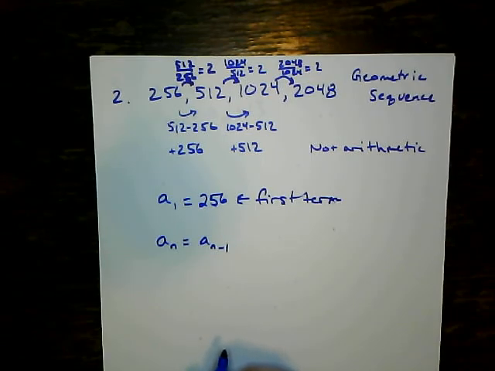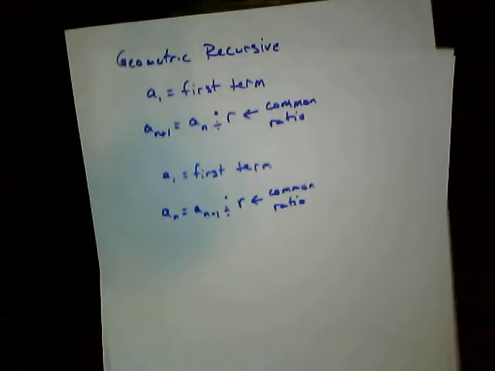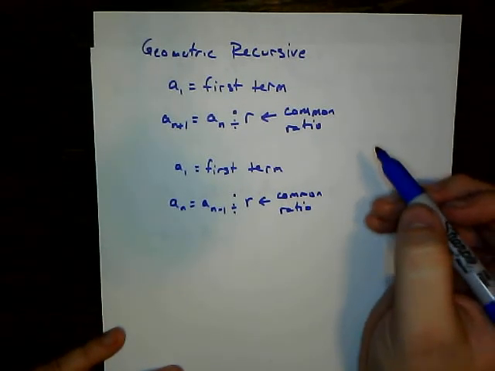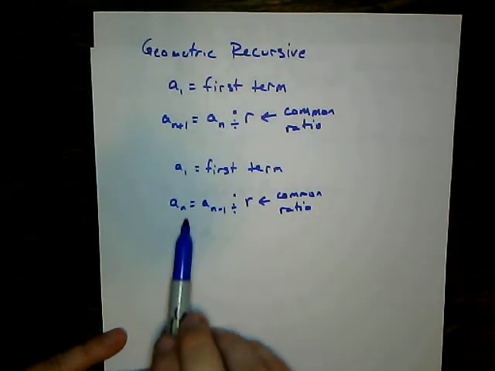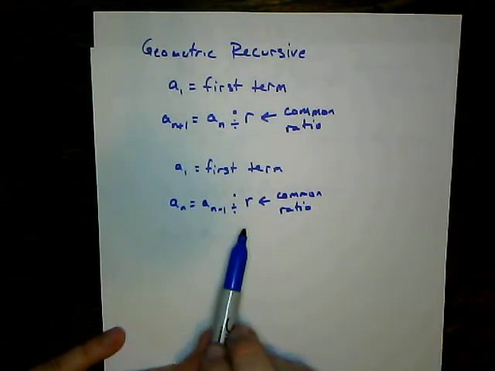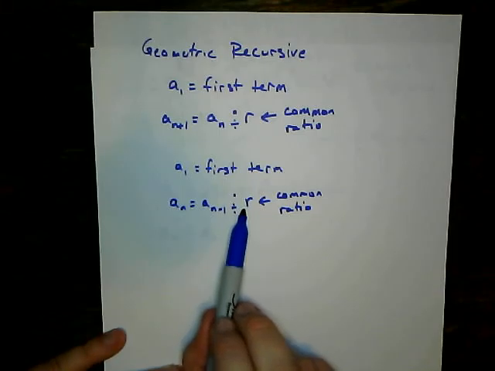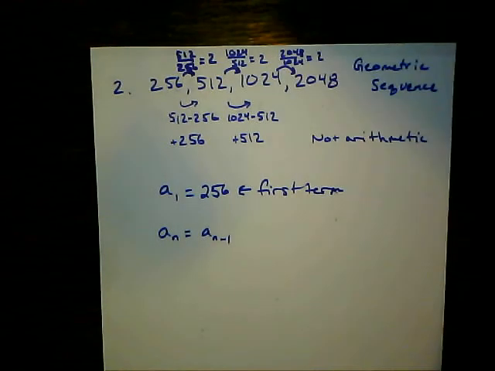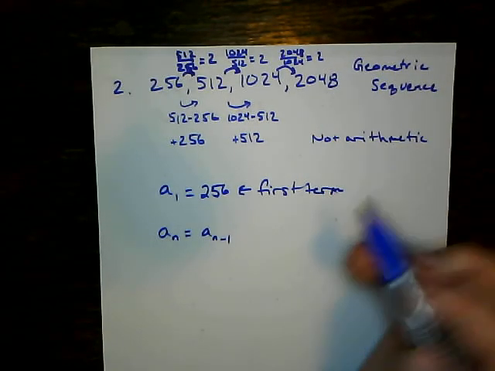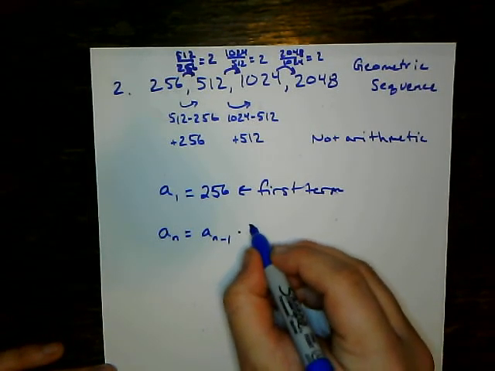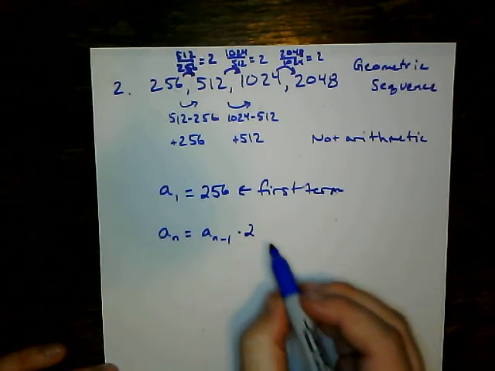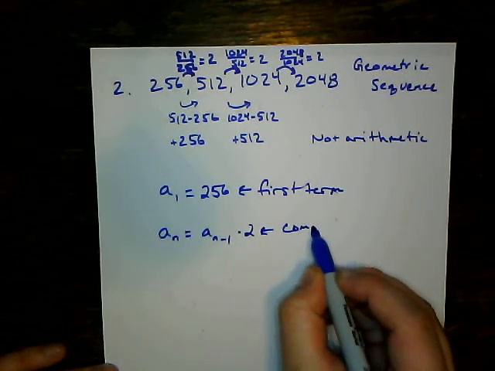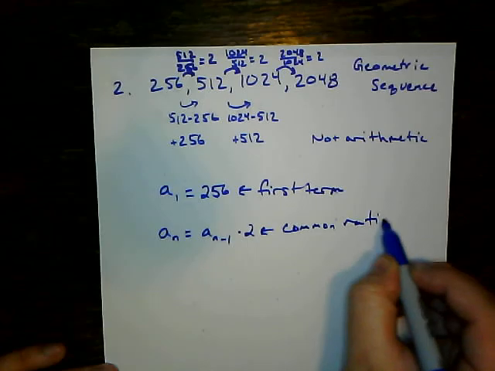Now, in this case, on our common ratios in our geometric recursive, we're going to take our A_(n-1) times or divided by r, our common ratio. So our common ratio in this case would be times 2, which we doubled. So we can just put a dot and multiply by 2. That's our common ratio.